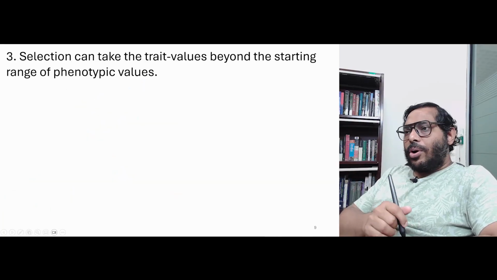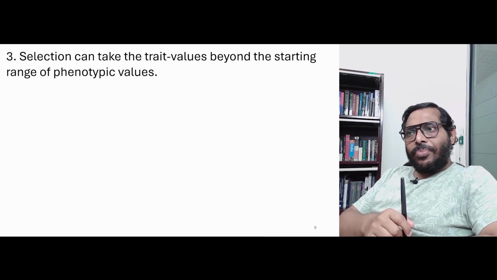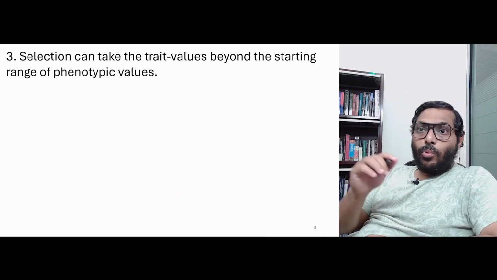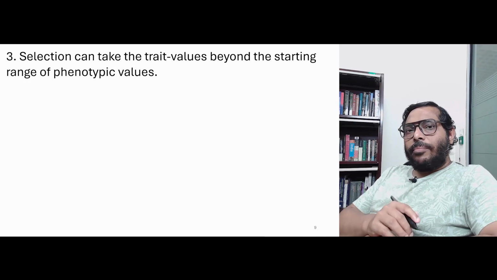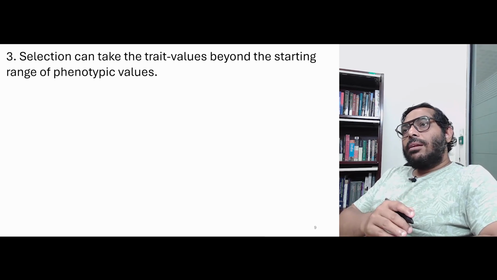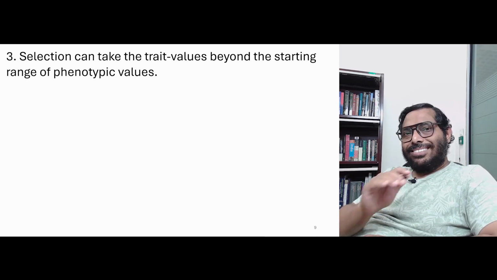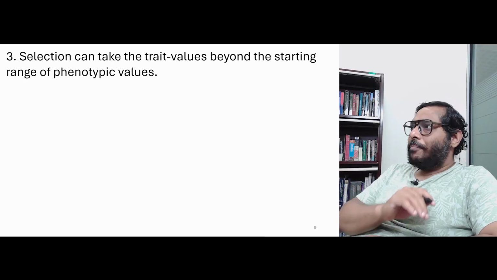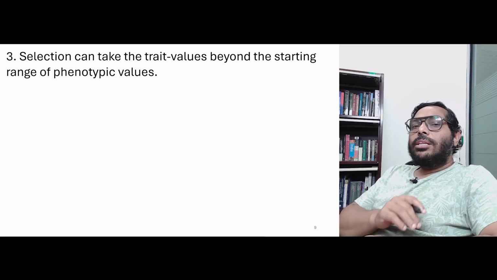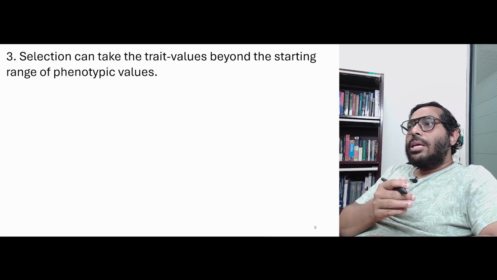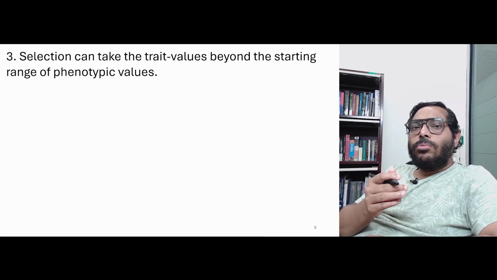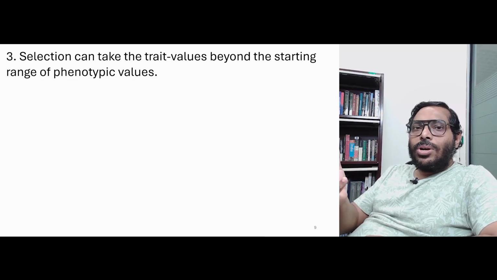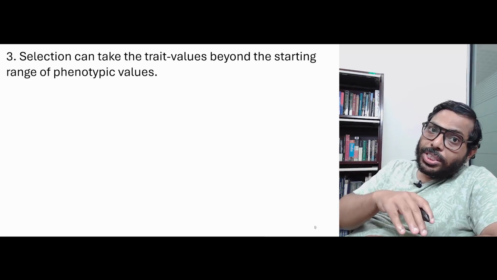The third and very important thing is that selection can take the trait values beyond the starting range of phenotypic values. Now, why am I saying this? If you remember, Darwin started by saying that variation already exists. Selection operates on pre-existing variation, right? But if that be the case, then the corollary is that selection will never be able to take a trait in a population to a value that did not exist in the original population.